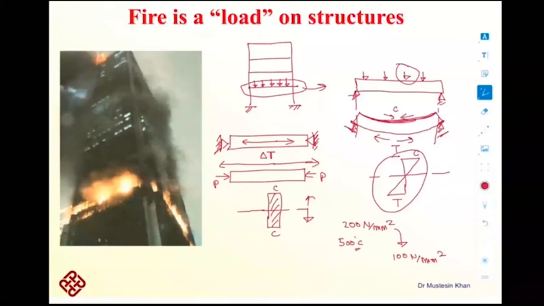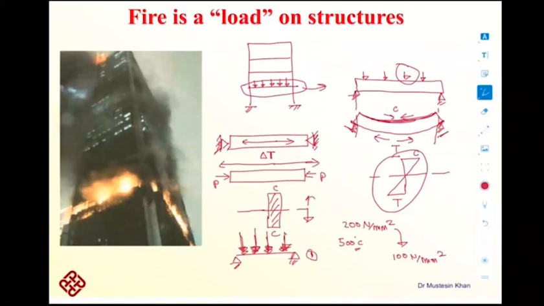A structure could only fail in certain ways. Suppose this is a beam, and you are applying a load. How can you fail this structure? You can fail this structure in two ways. Either you keep on increasing the load until it is more than its capacity. It means you have increased the load so high that its capacity is not capable of taking that load. Then the structure would fail. This is the first scenario when the structure could fail.